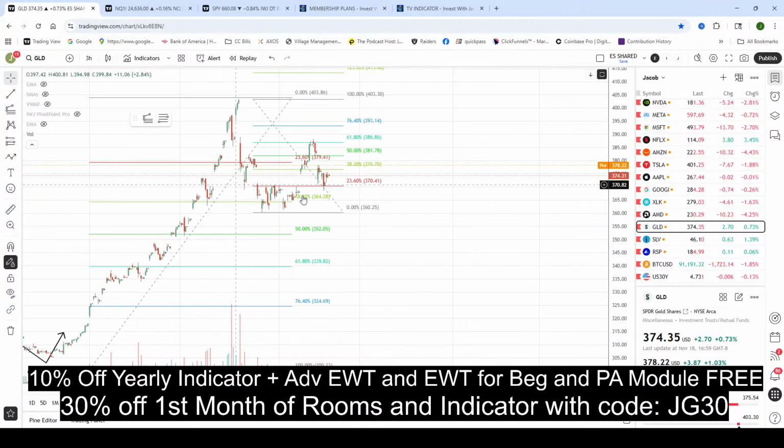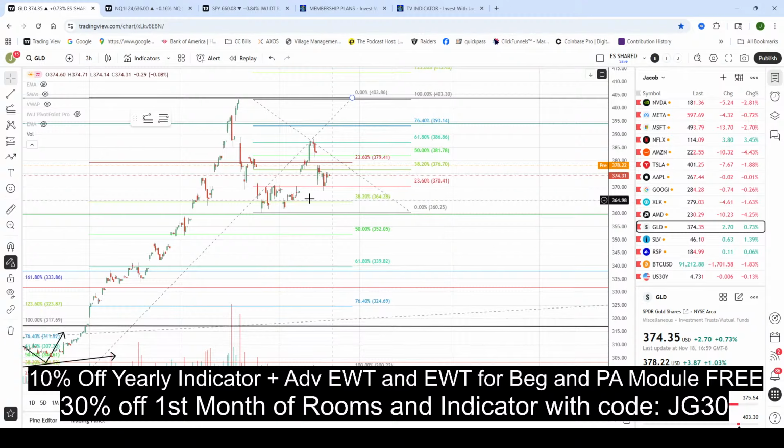So gold is in one of two places. Obviously, they made their high. They're in an A and B with C down. This is what I would personally like to see. I'm looking to buy around 350 if they get there. If they don't, I'm already long gold.